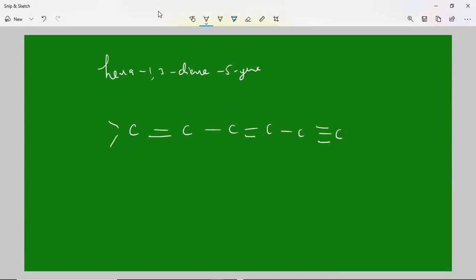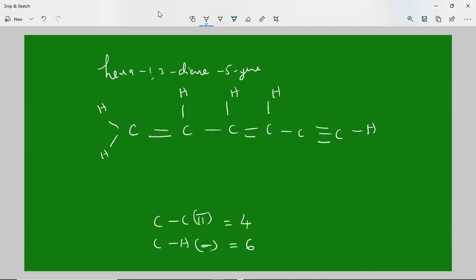Yes. Now we will see the number of hydrogens. 1, 2, 3, 4, 5, 6. So that means the carbon hydrogen sigma bonds number is 6. Whereas carbon carbon pi bond number is how many? In a triple bond we have 2 pi bonds, and in the remaining double bonds we have 2. A total of 4 pi bonds are present.